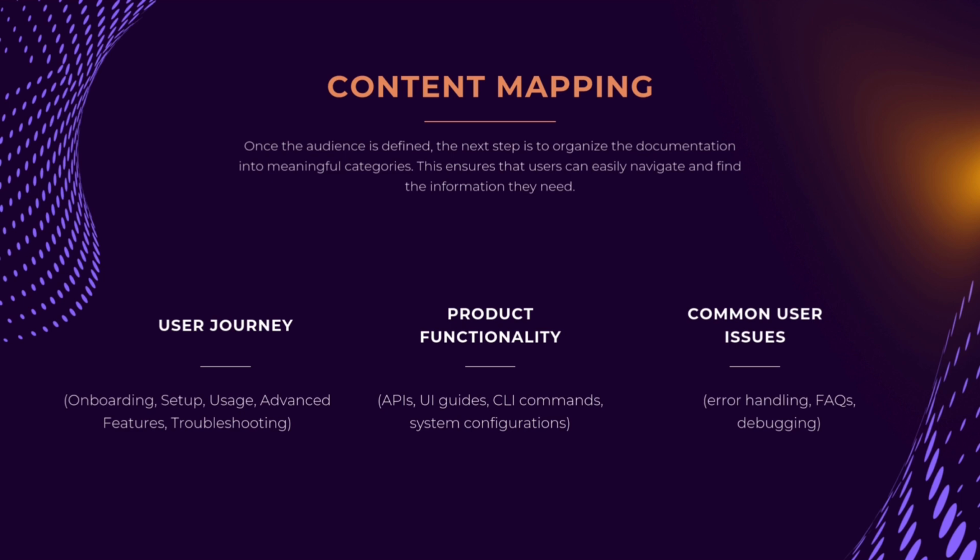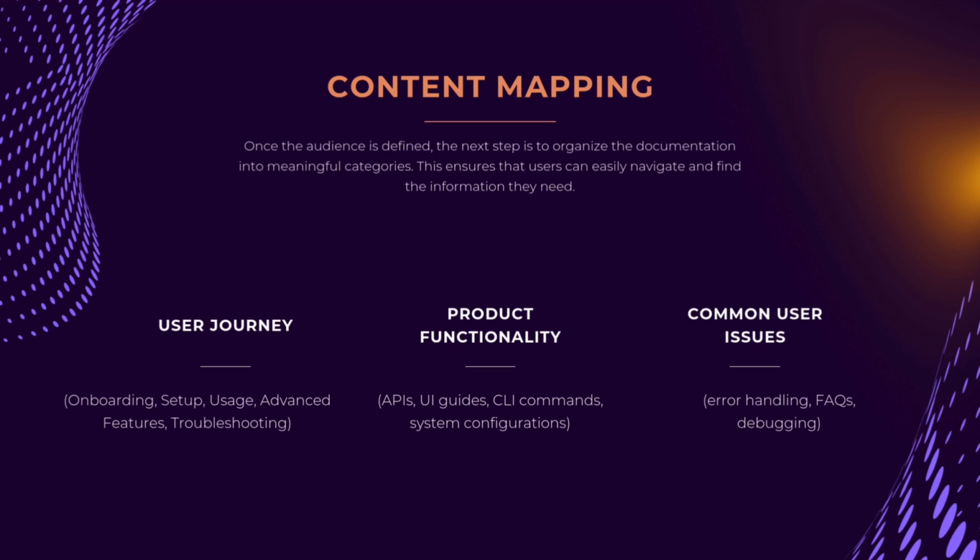Now let's talk about content mapping. You've known your audience. Now, how can you map the questions you ask yourself and the answers you've got together to have a very good user journey in your documentation that would tailor what you want? You've known your audience, they are all defined. The next step is to organize the documentation into meaningful categories. This ensures that users can easily navigate and find the information they need.